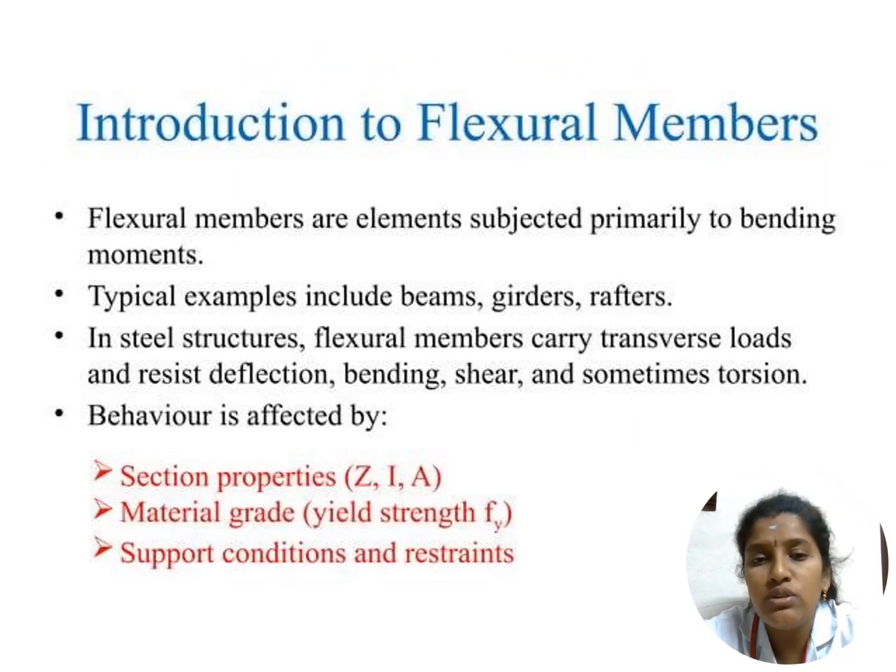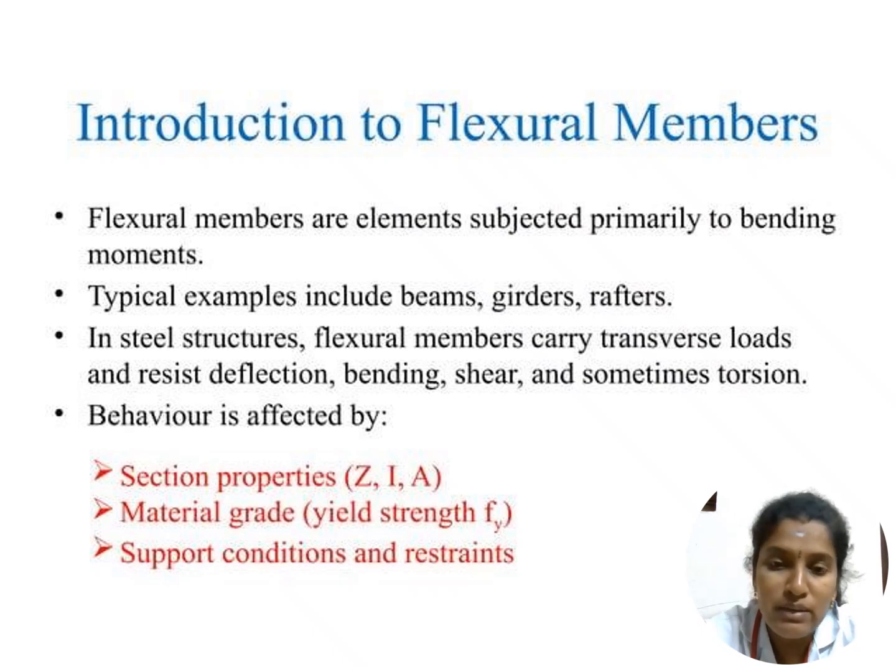First of all, we should see the introduction about the flexural members. What do we mean by flexural members? Mostly these elements are mainly subject to bending moments. Some examples are beams, girders, and rafters. In steel structures, the flexural member carries the transverse load, and it will also resist deflection, bending, and shear, and sometimes it will resist the torsional force also.